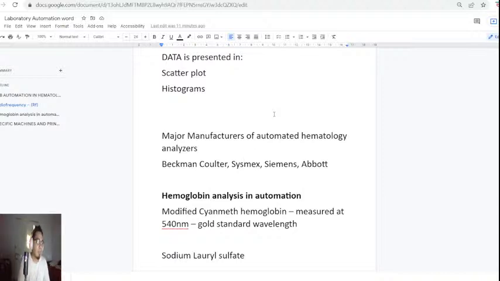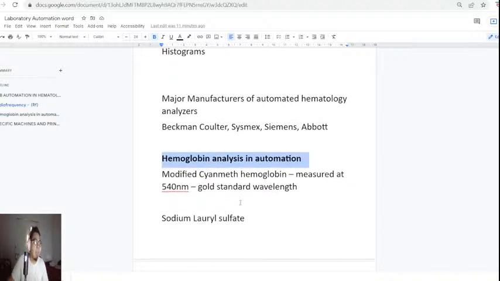Now let's talk about hemoglobin analysis in automation. Basically, it uses the same principles that we mentioned earlier, cyan-methemoglobin or hemoglobin, which measures it at 540 nanometers, which is the gold standard wavelength.